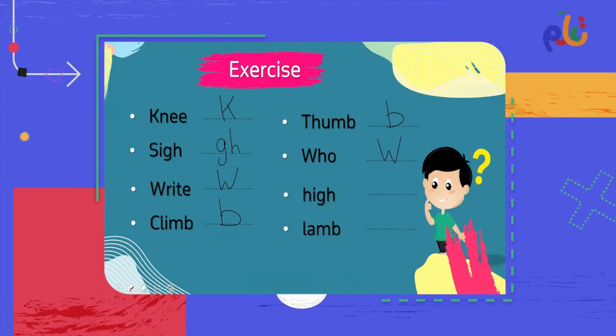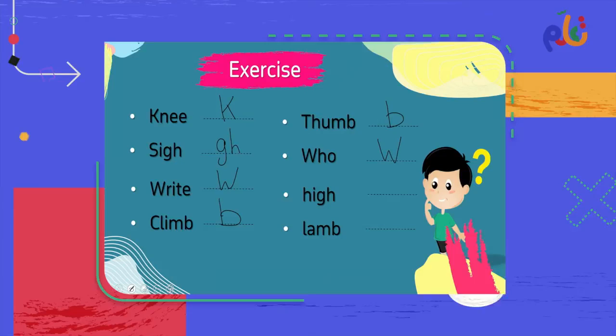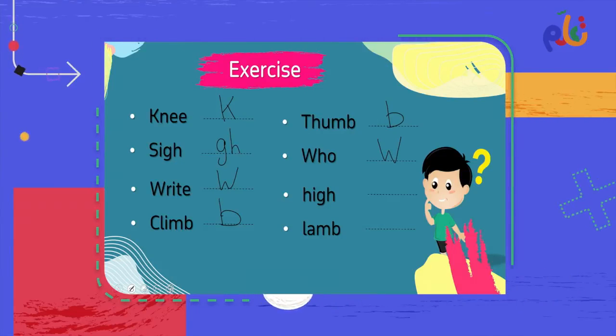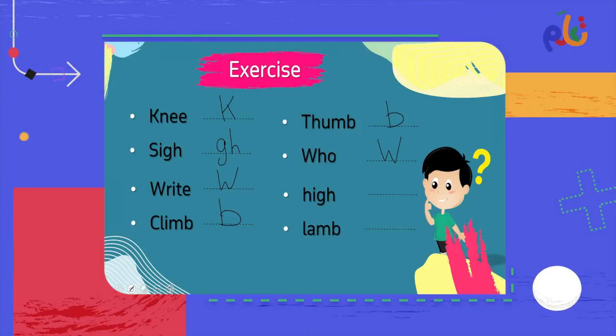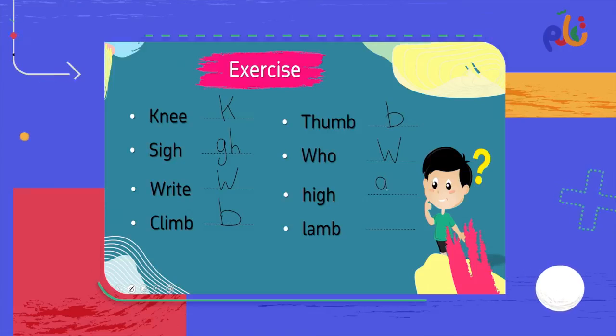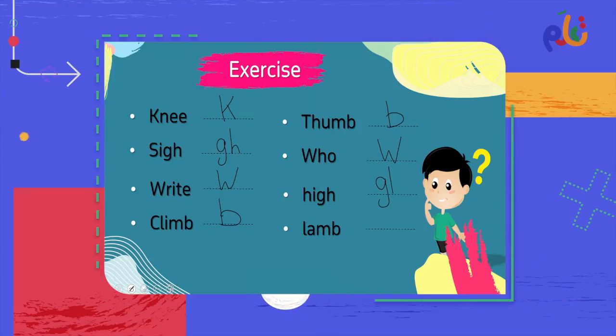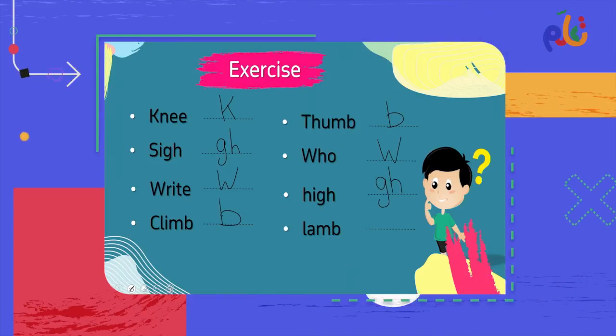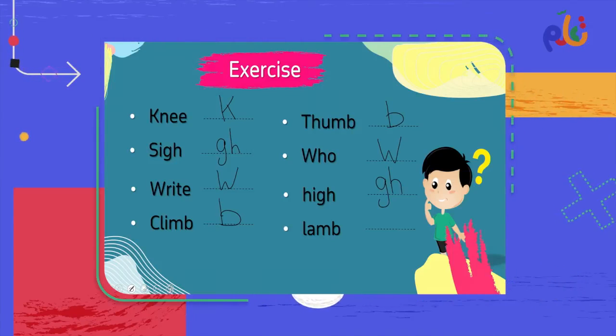Hi. Hi. Now in this word, which one is silent? Which letter is silent in this word? Perfect. G, H. We have two letters, not one letter, two letters. G H. Sigh or hi.